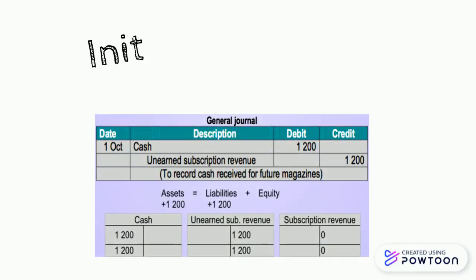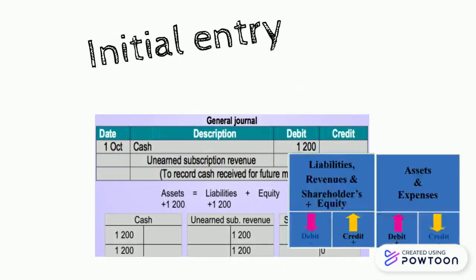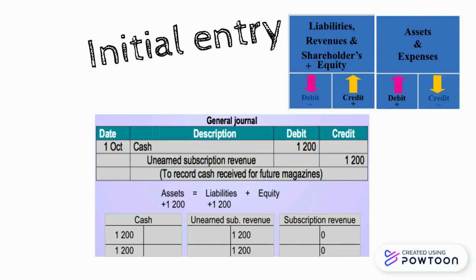So as we can see, our initial entry represents the trade of goods and services for cash. So we debit cash following our credit and debit rule, as cash is an asset and cash is increasing. However, we credit unearned revenue, as unearned revenue is seen as a liability and liabilities are increasing.